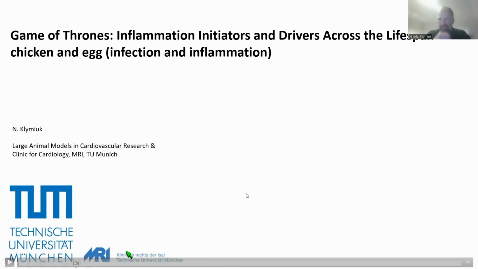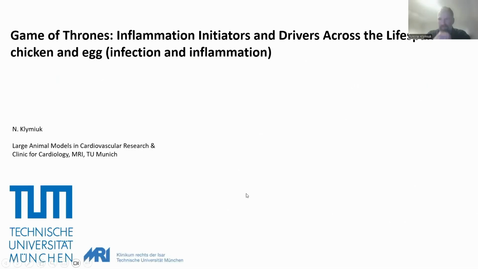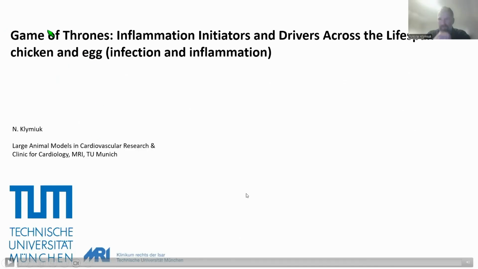So Nick Klimuk is an associate professor at the Large Animal Models and Cardiovascular Research and Clinic for Cardiology at the Technical University in Munich. He has really focused on large animal models to understand monogenetic contributions to disease with ideas of developing therapies. He recently had a publication in Science Translational Medicine where he was looking at data derived both from preschoolers at early time points before the onset of infection and comparing this with some of the findings he was having in pigs. So I will start his talk now, and thanks, Nick.